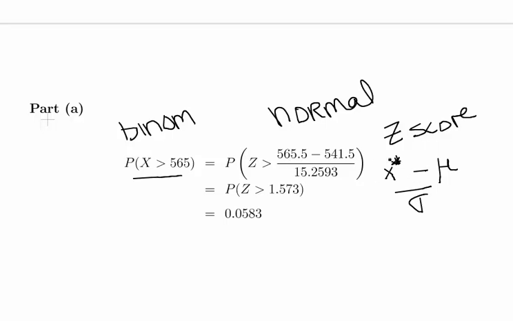The little asterisk there is just to say that we've added in the 0.5, that adjustment, that correction factor. But essentially it's a z-score. This is a straightforward normal distribution question now, so you should be familiar with the normal distribution before you attempt this. Essentially, calculate the z-score and then work out the corresponding probability. That's 0.0583. So that's the answer to the first one.